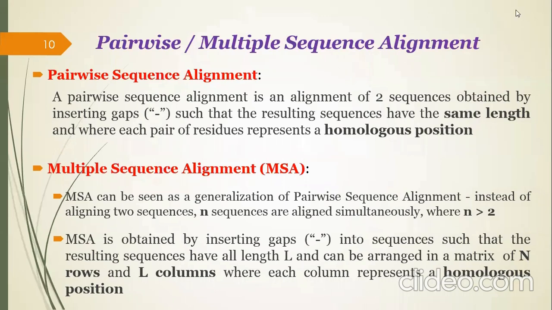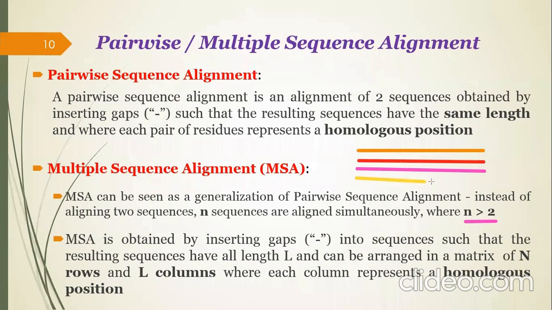In multiple sequence, previously we have talked about pairwise sequence alignment. So we can align 2 sequences. But if we align more than 2 sequences, like here, the n number of sequences will be more than 2. So if we align more than 2 sequences, then it will be called multiple sequence alignment.